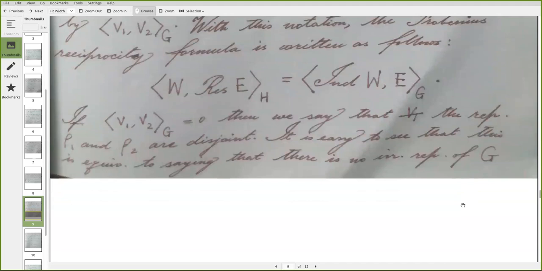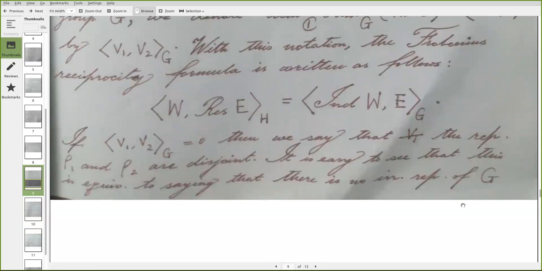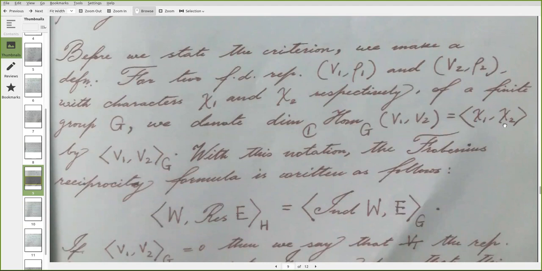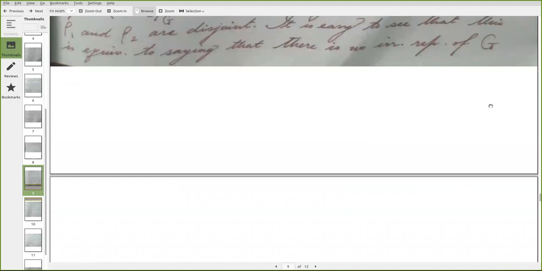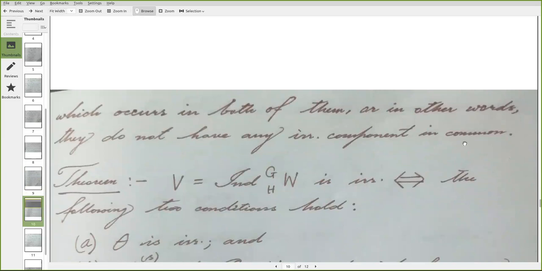irreducible representation which occurs in both of them. Because if there were any, then when we consider the inner product, it would certainly be positive: the number of occurrences of the representation in rho 1 and the number of occurrences of that representation in rho 2 are both positive, and so they will be multiplied, yielding a positive number. Therefore there is no irreducible representation that can occur in both of them, or in other words, they do not have any irreducible component in common.